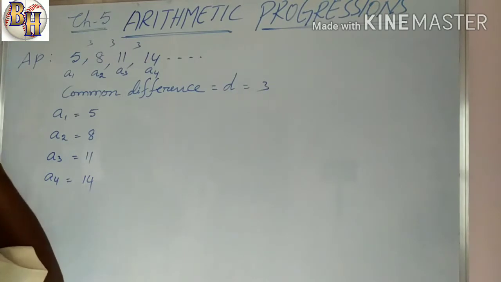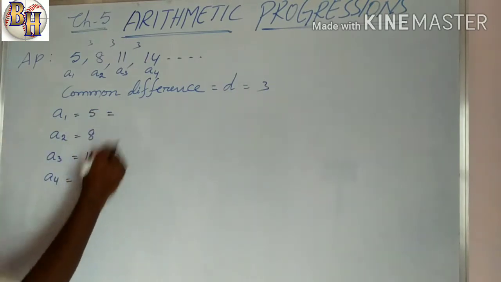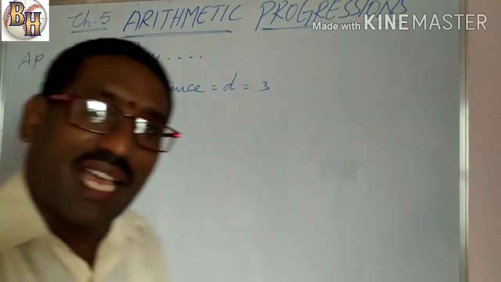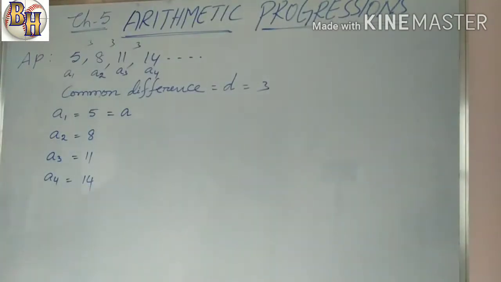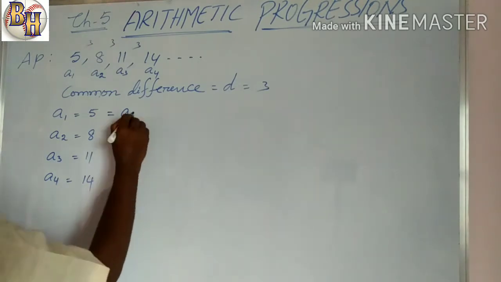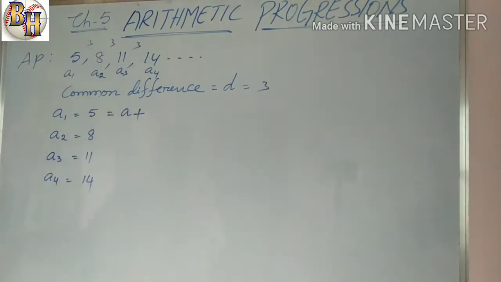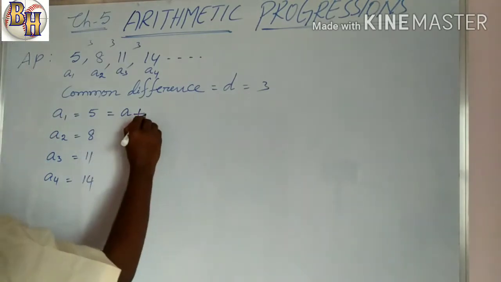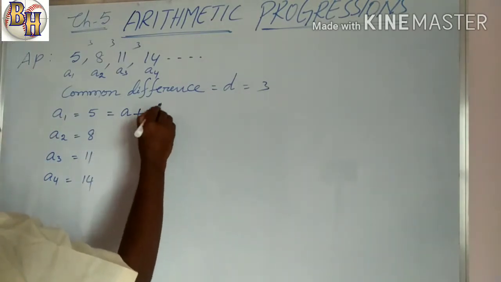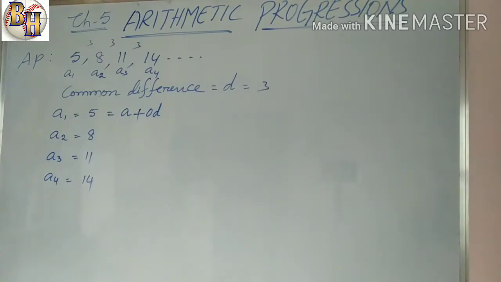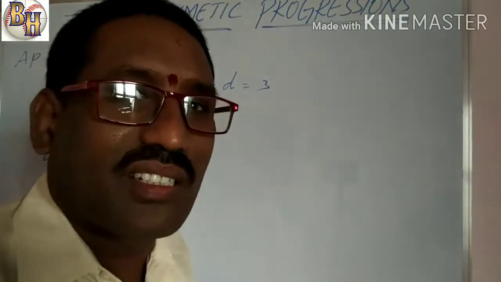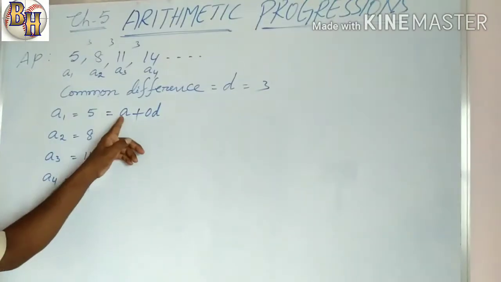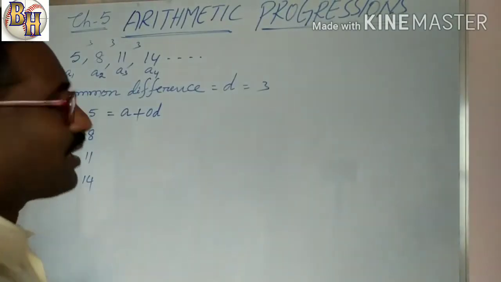See how we get this 5. This number is the first number. A1 can also be written as A. The first number we denote as A. A plus, here the common difference is 3, so how will I write? 0 times d. 0 into d means 0 only. A plus 0 is equal to A only.